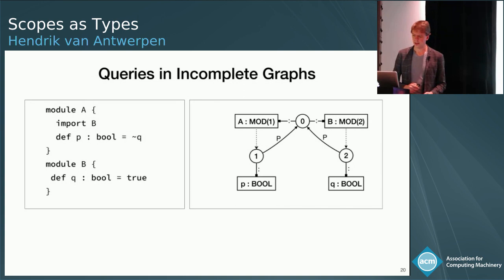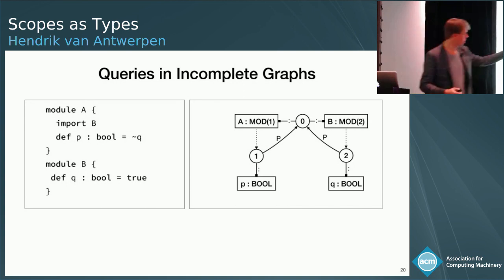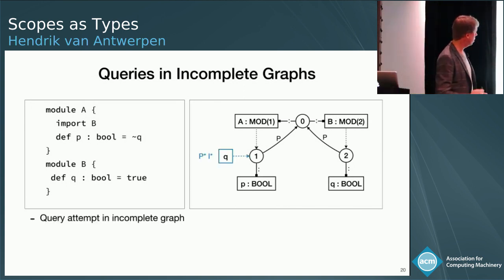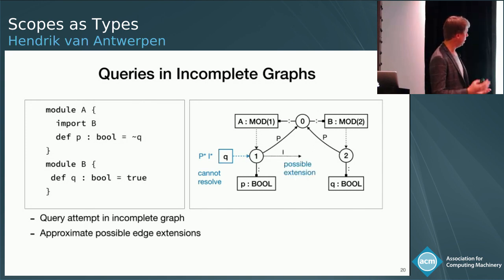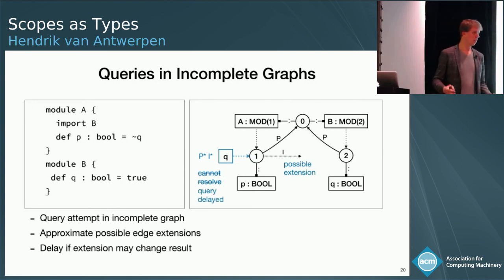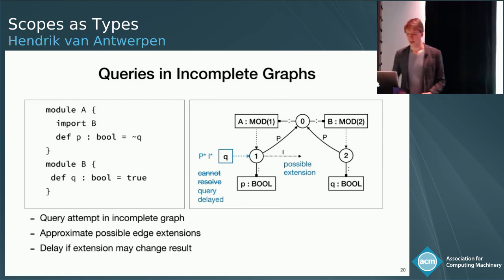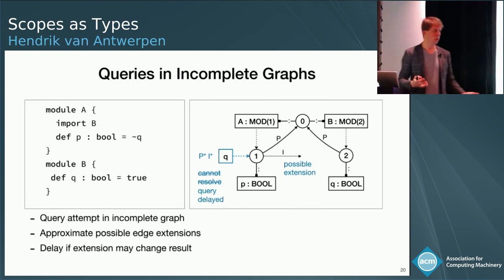An example of why this is important is if we would have this graph somewhere during our type checking process, and we would try to resolve Q here. Now, the import edge here is missing, so of course, Q doesn't resolve in this particular graph. Instead of generating an error here, because we happen to try to resolve Q earlier, we use a mechanism to approximate the possible extensions that the graph can still have during the rest of the type checking process. And instead of saying that Q does not resolve, we actually delay the resolution of Q, and we try again later, basically, when we know more about the graph.